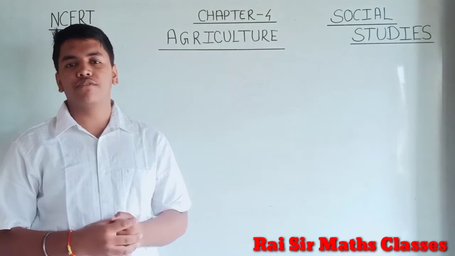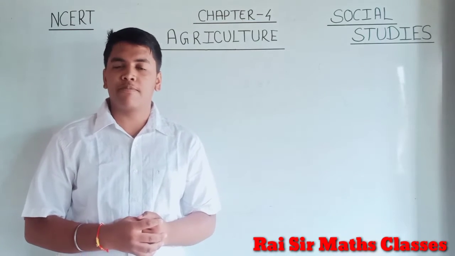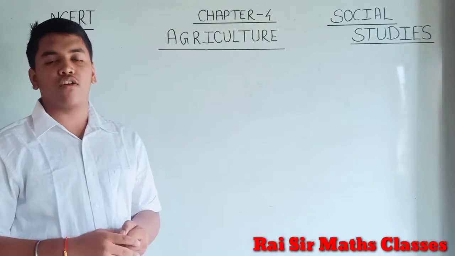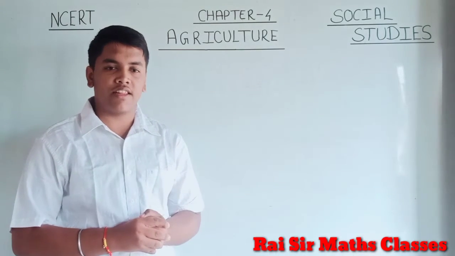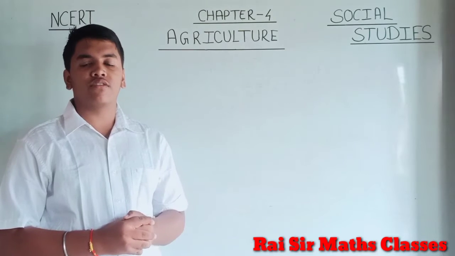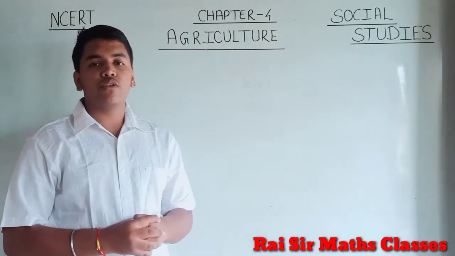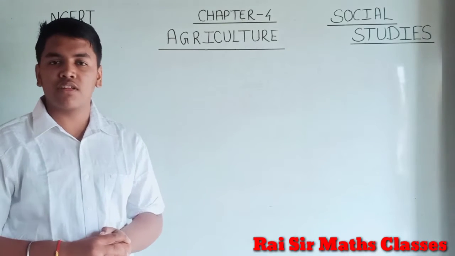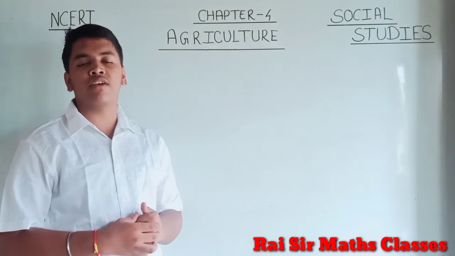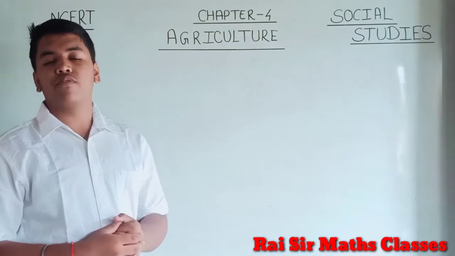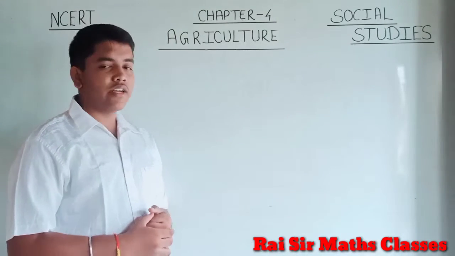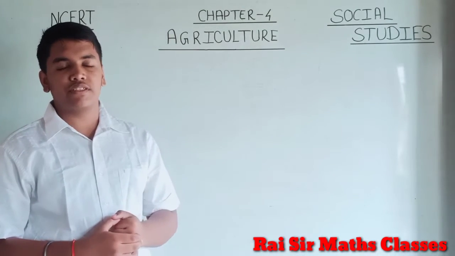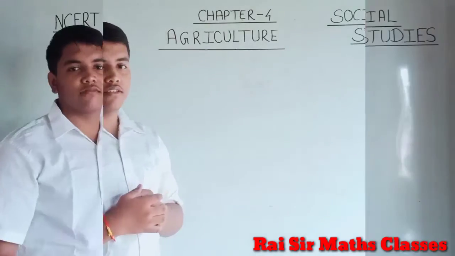In today's video, the second part of the chapter Agriculture, Social Study NCERT class 10, we are going to discuss that chapter. In this chapter, we are going to know about some major crops that are grown in India and some basic factors along with them. So let's start today's video with the previous chapter, agriculture.